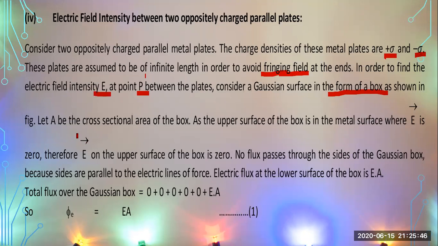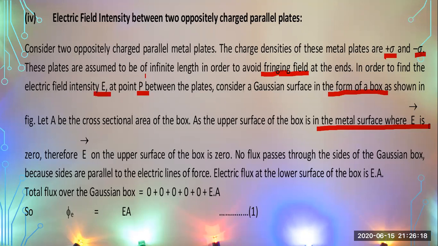Let A be the cross-sectional area of the box, with the upper surface of the box in the metal surface. These points we have already discussed. If you have understood or revised them, it will be easier for you to understand how to calculate electric intensity between two oppositely charged plates. You have already learned the methods and techniques to calculate electric flux in the case of a closed surface.